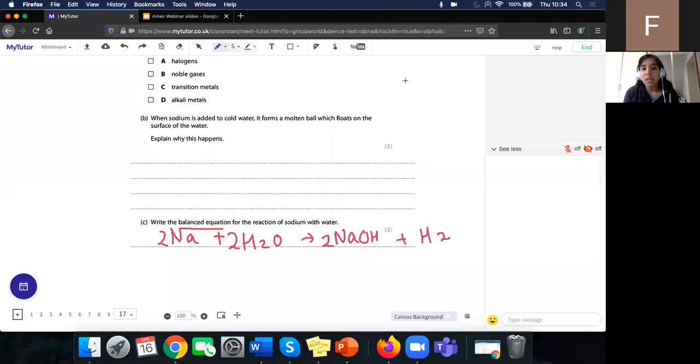Someone's asking me, do we need to add the state symbols? You only need to add them if they ask for them. I would avoid doing it unless you're certain of what they are, because you can actually lose marks. So if, for example, you accidentally put sodium hydroxide as a solid rather than aqueous, you could lose that mark. So I wouldn't put them in unless you're sure of what they are, or unless the question asks for it. This question hasn't asked for it, so you don't need it.